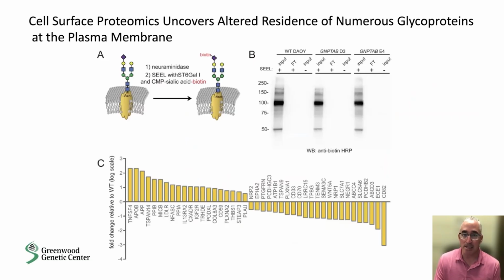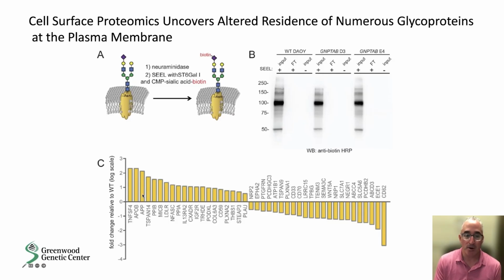But then we wanted to ask, what is happening actually at the cell surface of these cells? So we did cell surface proteomics using a method that I worked on when I was at the University of Georgia, where you can tag cell surface proteins with a sialic acid, which was discussed in the last session, that has this biotin tag, and it lets you pull down all of the glycoproteins that are only at the cell surface, and then do proteomics and quantify which proteins are increased in abundance at the plasma membrane and which ones are decreased.